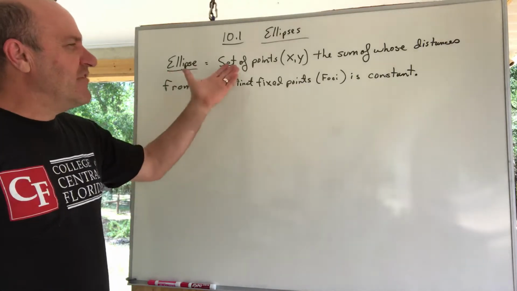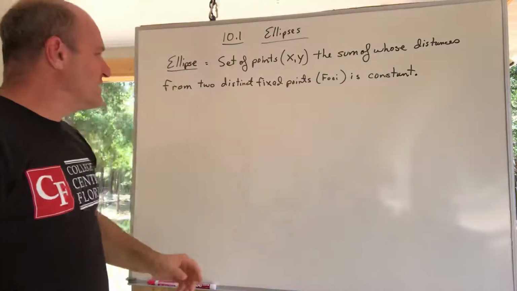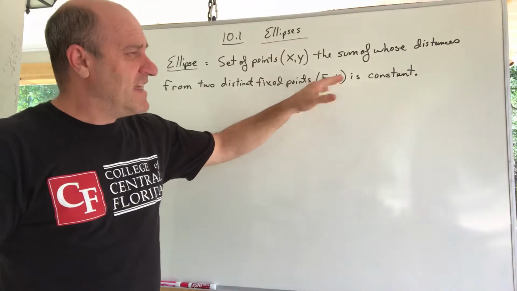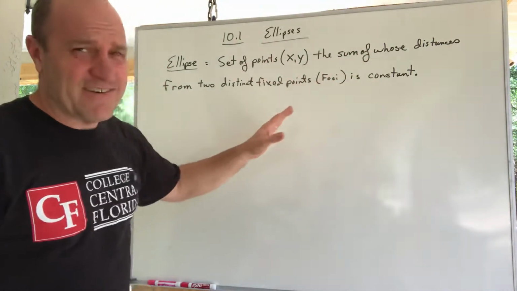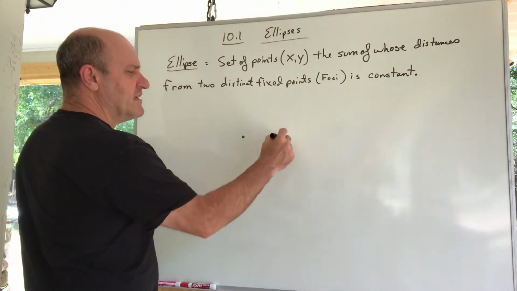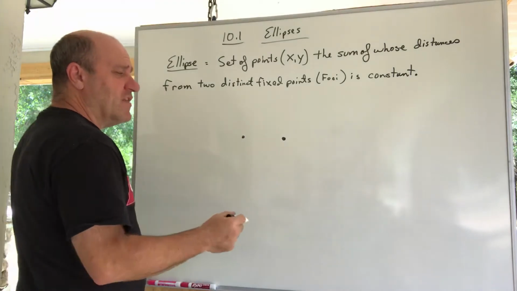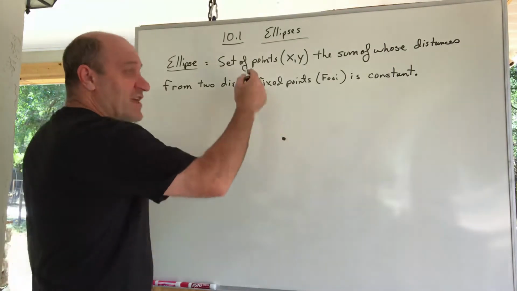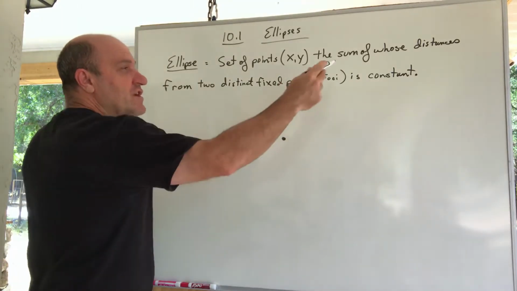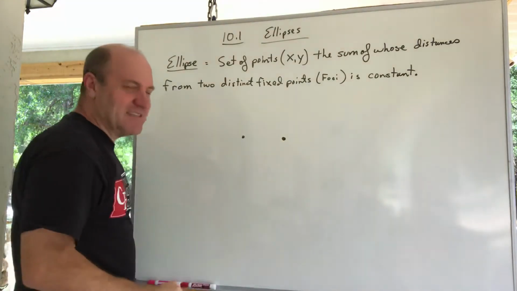Here it is: the set of points (x, y), the sum of whose distances from two distinct fixed points, called the foci, is constant. It's kind of hard to say and maybe hard to understand, but let me help you. If I have two distinct fixed points that are the foci, then the points on the ellipse are the set of points whose sum of the distances from those foci remains constant.